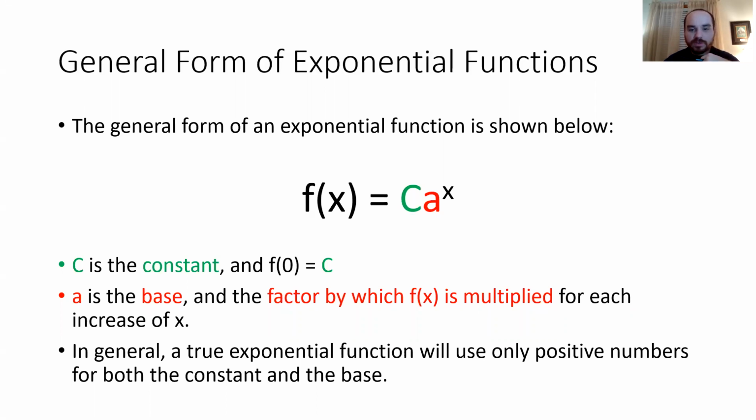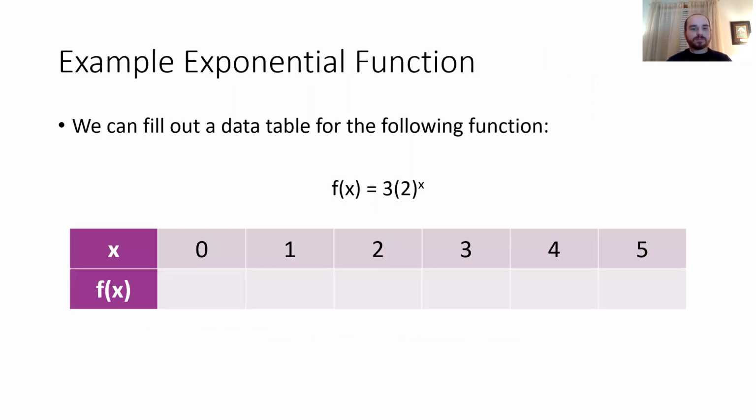In general, a true exponential function will use only positive numbers for both the constant and the base. And this is for a few different reasons, but that doesn't really matter right now. What does matter is that we can derive some formulas from it. So first and foremost, let's fill out a data table for the following function. Now, I told you already that f of 0, which will be what we have right here, is always equal to whatever the constant is. So in this case, we know it's going to be 3.